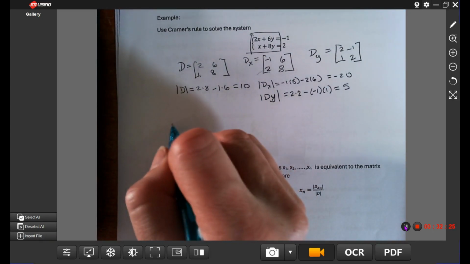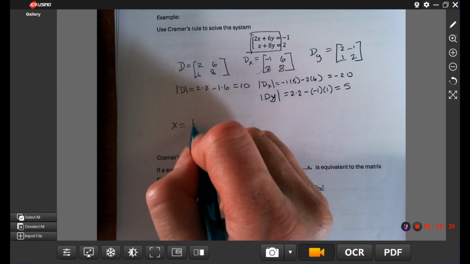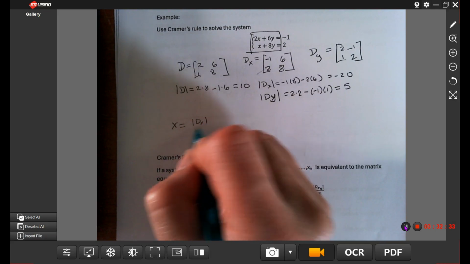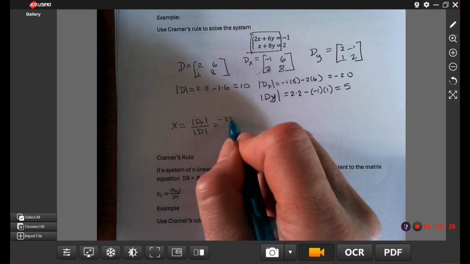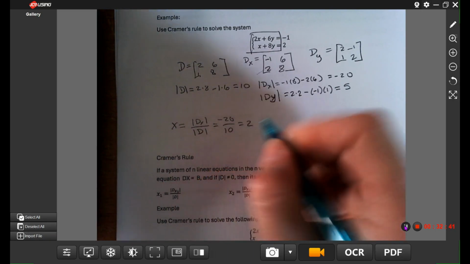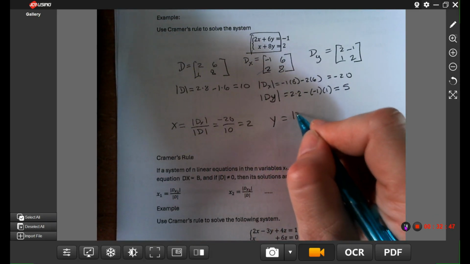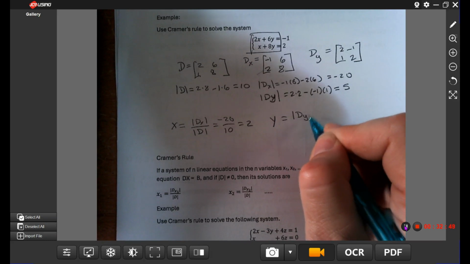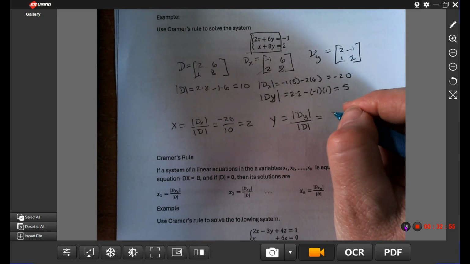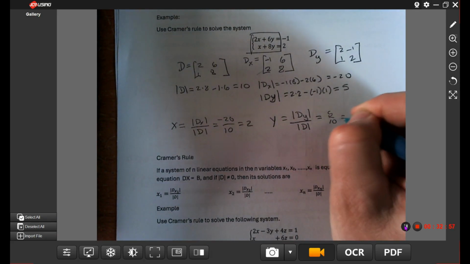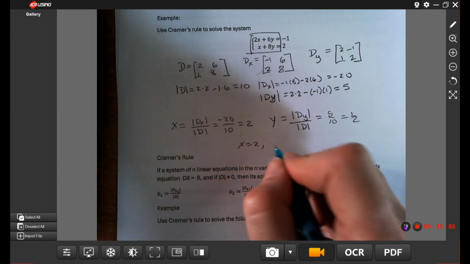So now I know what those are. So remember, the x value in the original equation is the determinant of d sub x divided by the determinant of d. So that would be -20 over 10, so 2. And y equals the determinant of d sub y over the determinant of d. So that would be 5 over 10, so 1/2. So the solution to this equation is x equals 2 and y equals 1/2.